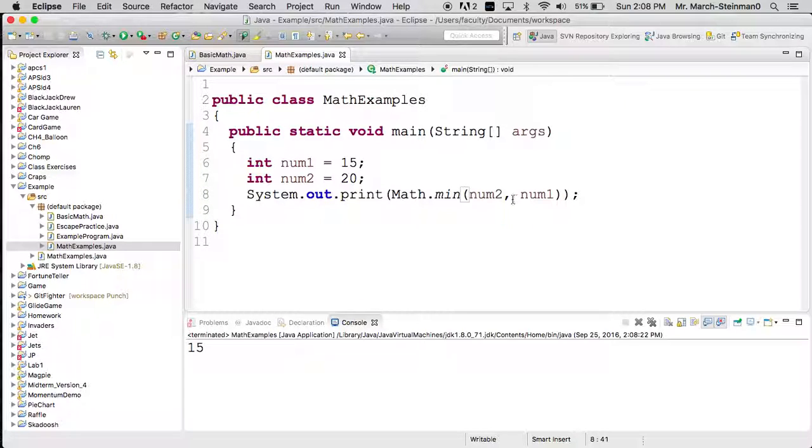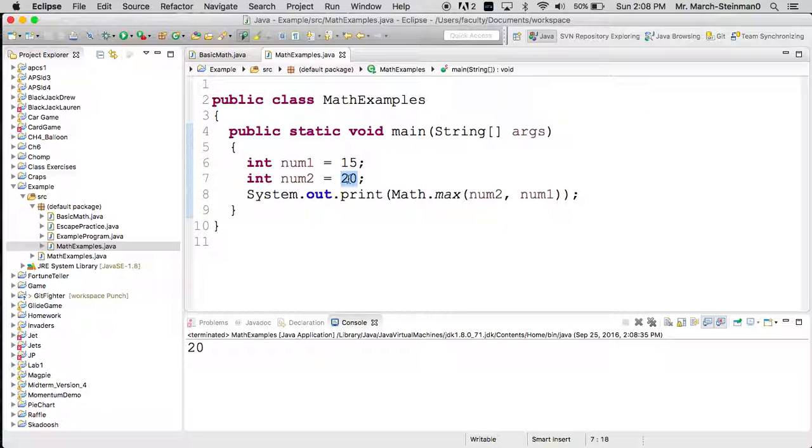And it still prints out 15. It doesn't matter which one goes where, it'll just print out the smaller value. I could also do max to find the maximum value between two numbers. For instance, this time it'll print 20. This is especially useful when you don't know what a variable is holding.